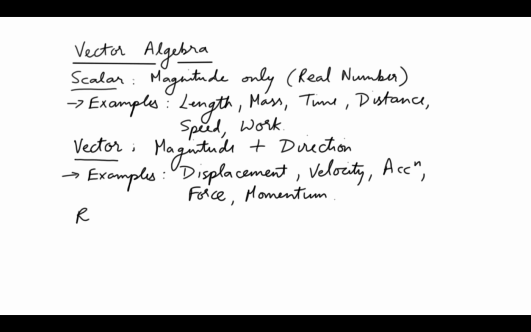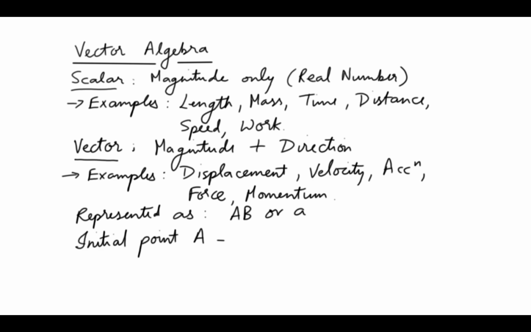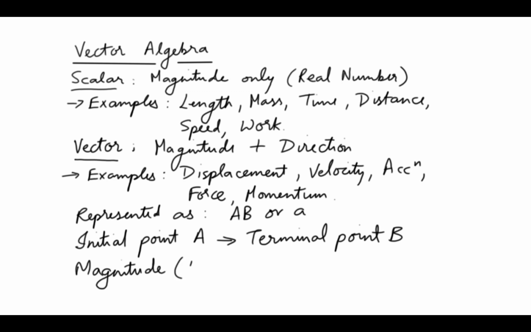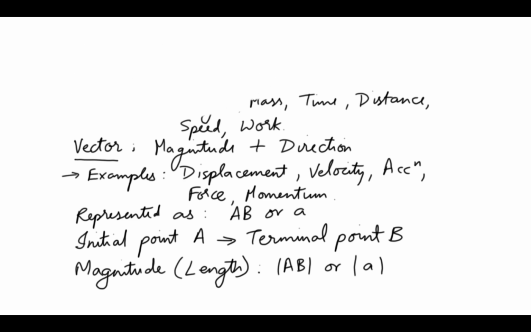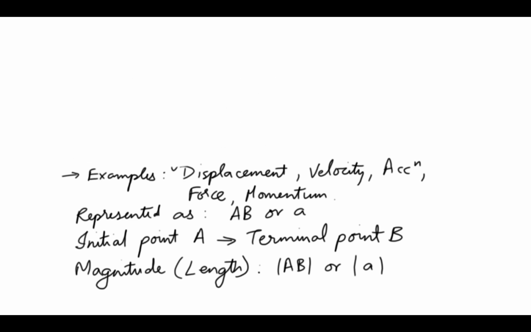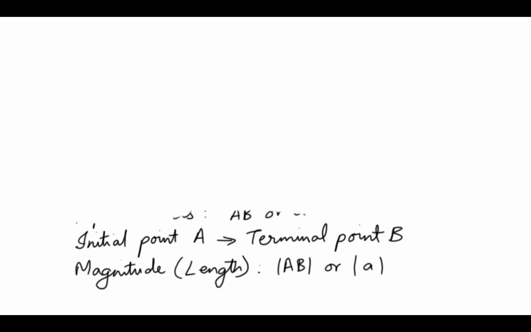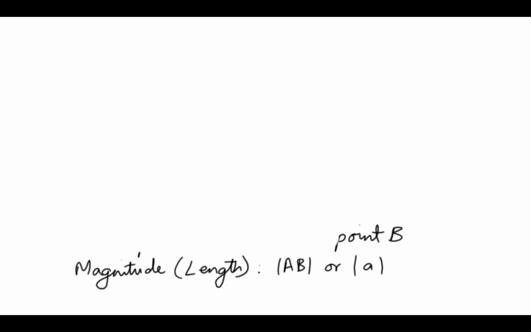In mathematics and physics, a vector is represented geometrically as a directed line segment written as AB. It starts at an initial point A and ends at a terminal point B. The length of this segment is its magnitude, denoted by these absolute value bars, mod of A or magnitude of A. Because length is never negative, magnitude is always greater than or equal to 0.